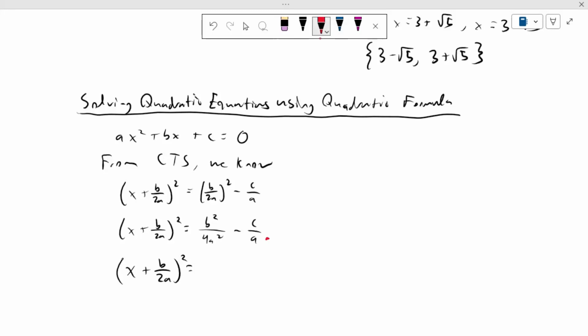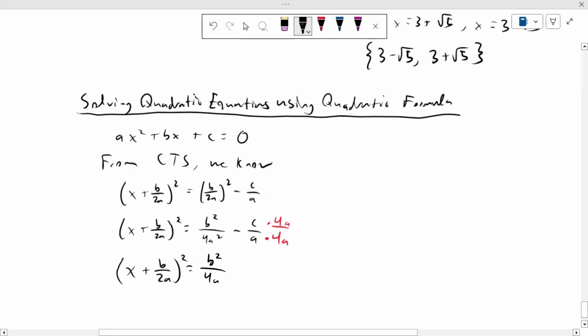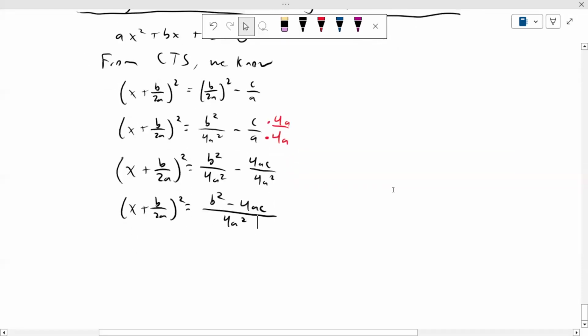So we need to multiply this denominator by 4a, which means we also need to multiply the numerator by 4a. And so we're going to get b squared over 4a squared minus 4ac over 4a squared. So now we have that common denominator. Then I have x plus b over 2a, squared, is equal to b squared minus 4ac, all divided by 4a squared.